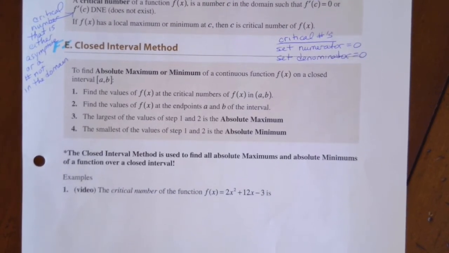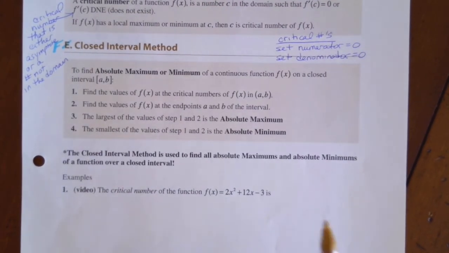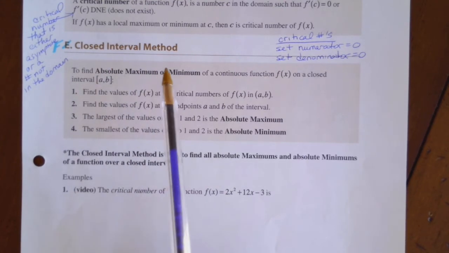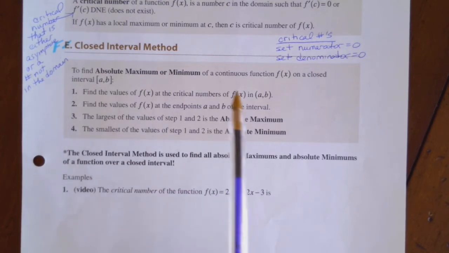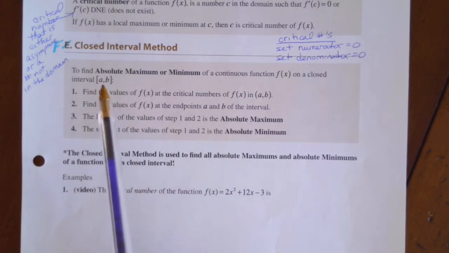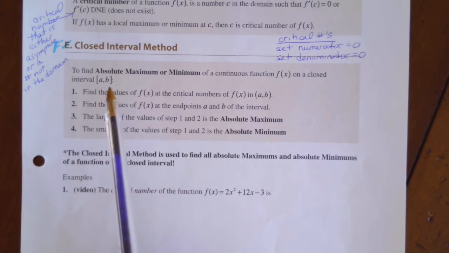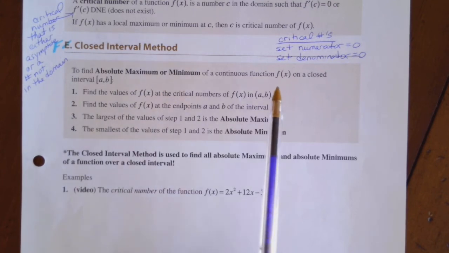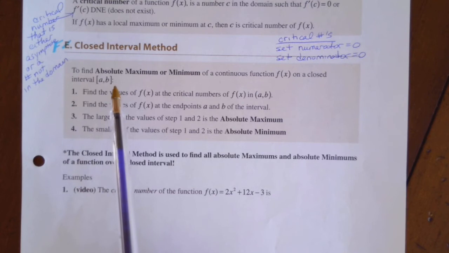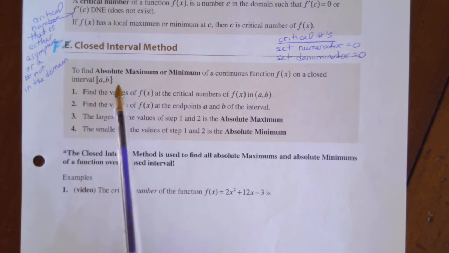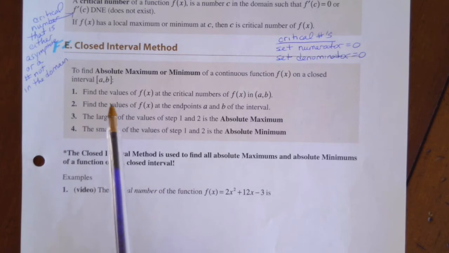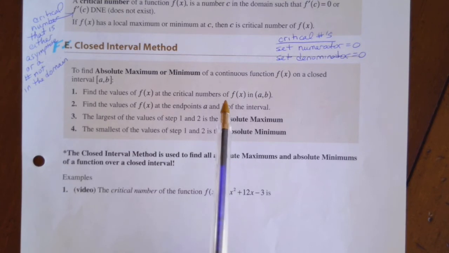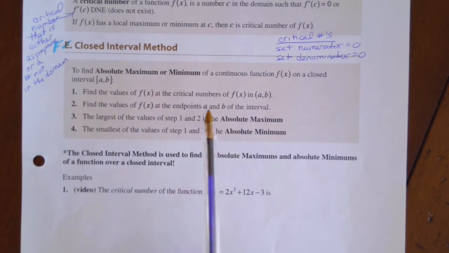All right, and then the last thing before we get started on the work is how do you find an absolute max or min? This is called the closed interval method. None of you usually have a problem with this. The only time I see a problem is you forget to test the endpoints. So to find an absolute max or min of a function between 2 points, so not the entire graph, but just between A and B, you're going to find the critical numbers. We're going to find the values of f of x at the endpoints.